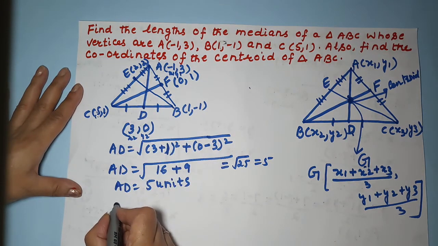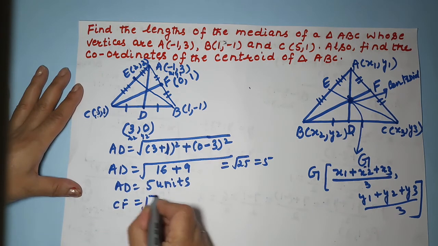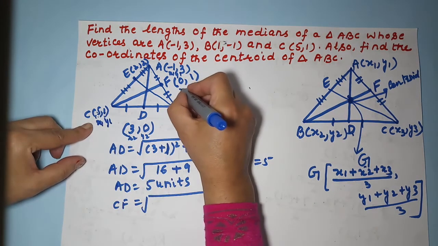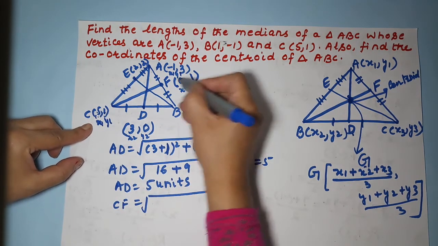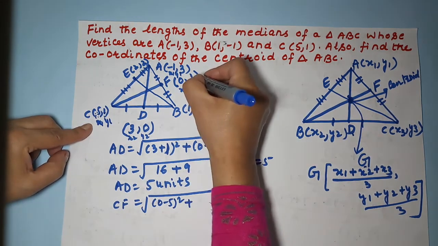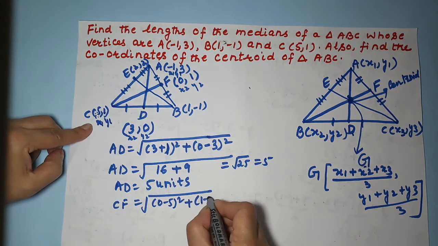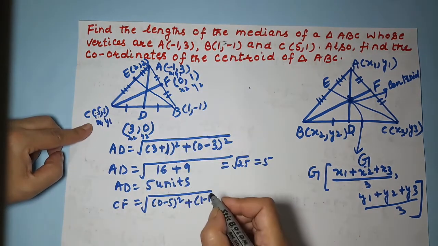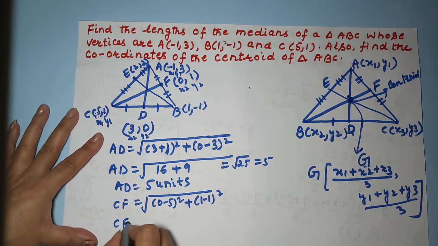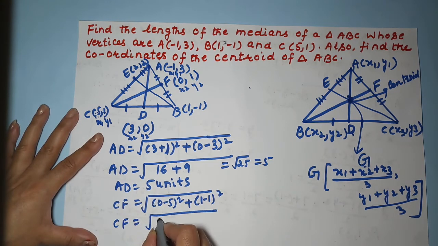Similarly, you can calculate the length of CF. So how will you calculate the length of CF now? This is now x1, y1 and this becomes x2, y2. x2 minus x1, that means 0 minus 5, whole square, plus y2 minus y1, that becomes 1 minus 1, whole square. So how much is that? Your CF is equal to under root of 25. How much is 25 plus 0? So your CF is 5, right?